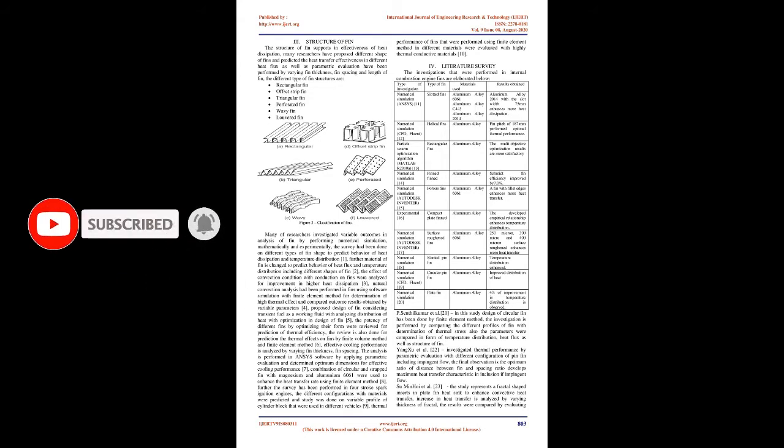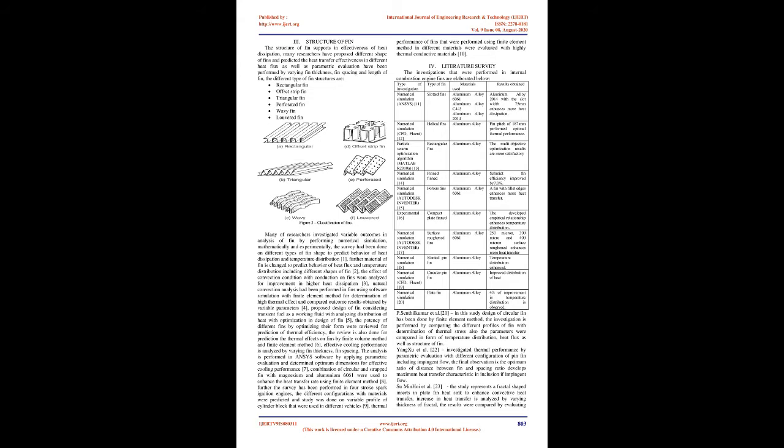Many researchers investigated variable outcomes in the analysis of fins by performing numerical simulation. Mathematically and experimentally, surveys have been done on different types of fin shape to predict the behavior of heat dissipation and temperature distribution. 1. Further, the material of the fin is changed to predict the behavior of heat flux and temperature distribution, including different shapes of fin. 2. The effect of convection conditions with conduction on fins was analyzed for improvement in higher heat dissipation. 3.